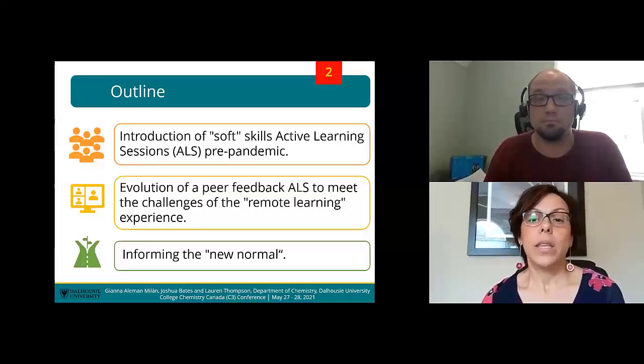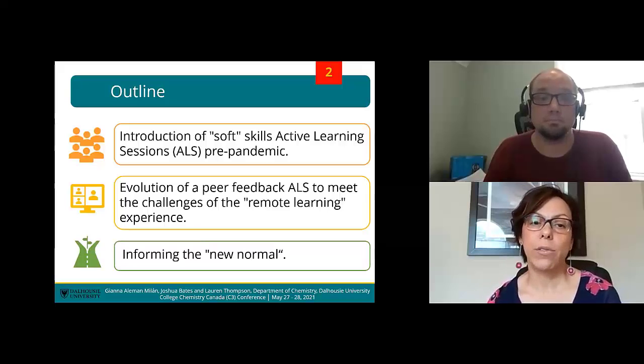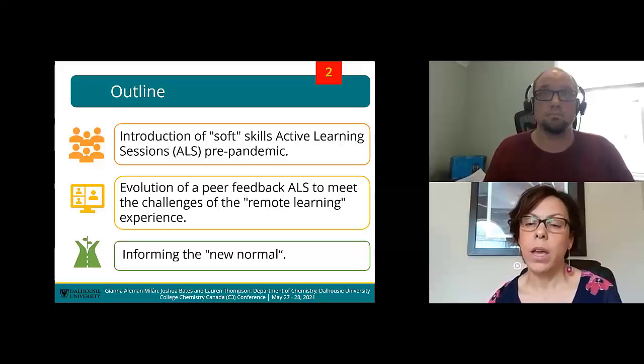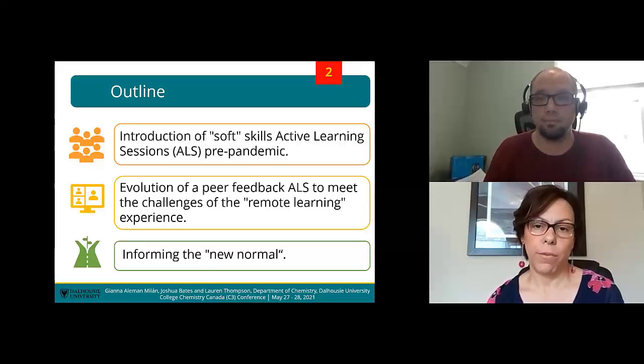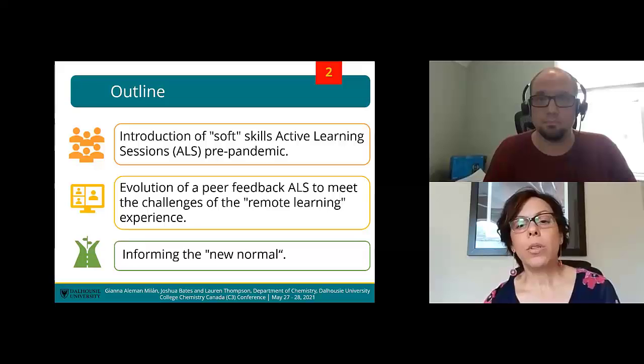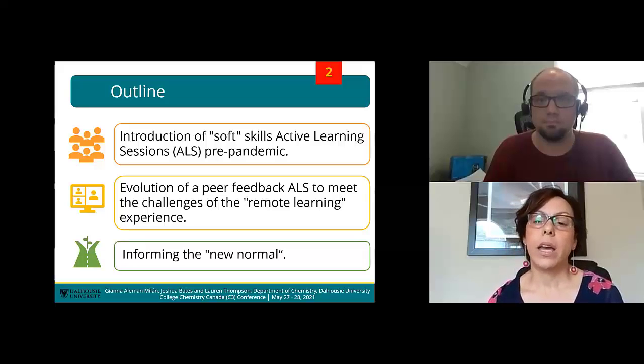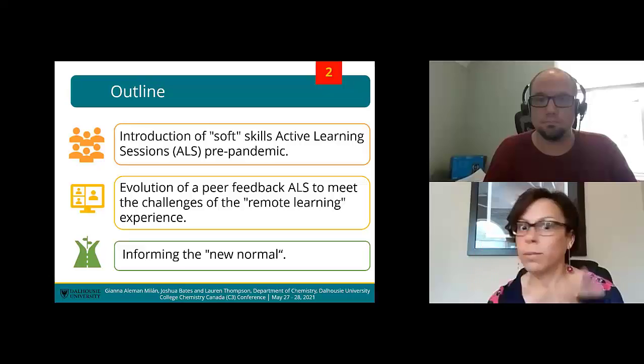So in this presentation, we will briefly describe how the introduction of soft skills active learning sessions in our lab came about, in particular, one related to peer feedback. Then we will talk about how this activity actually evolved to meet the challenges of remote learning. And finally, how we will use what we have learned to inform future teaching in the new normal, whatever that is, hopefully soon.